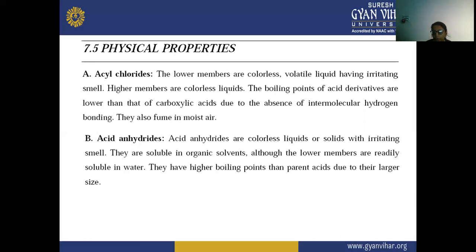So their boiling point is higher. But in case of other acid derivatives, they have a lower boiling point than the carboxylic acid. But in case of acid anhydrides, they have the higher boiling point because of their larger size.